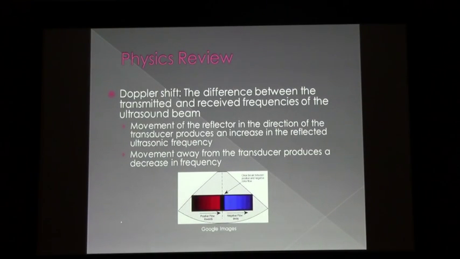And then the Doppler shift is the actual difference between the transmitted and the received frequencies of the ultrasound beam. Movement of the reflector in the direction of the transducer produces an increase in the reflected ultrasound frequency. Movement away is a decrease in the reflected frequency.